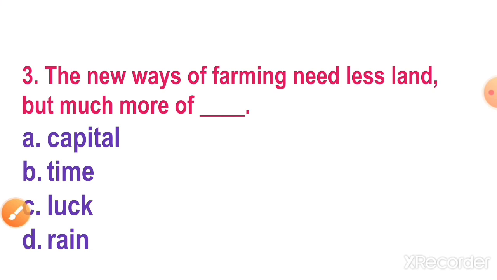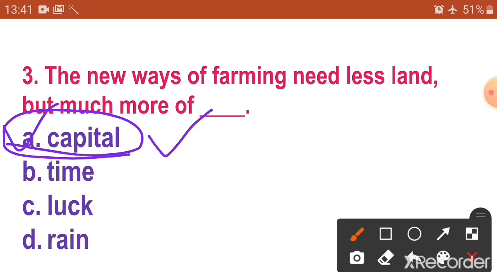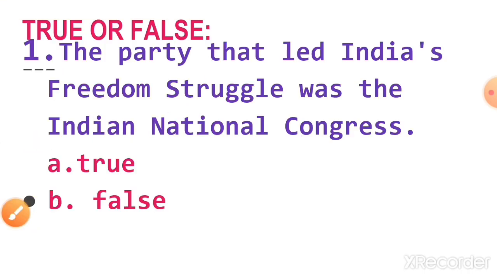The new ways of farming need less land but much more of dash. Is it capital, time, luck, that is good luck, or rain? What is the right option? Yes, it is option A, capital. Very good. Now we'll move on to true or false.